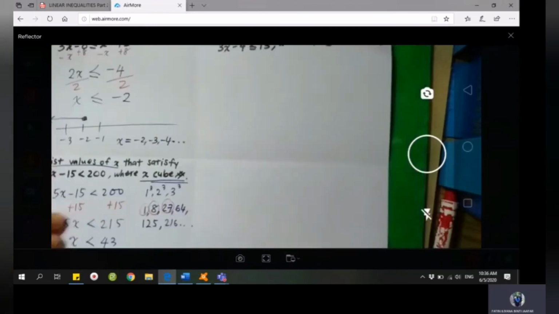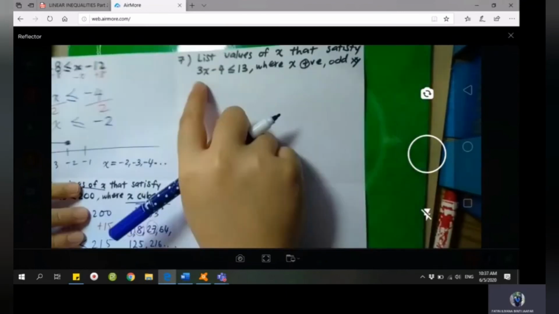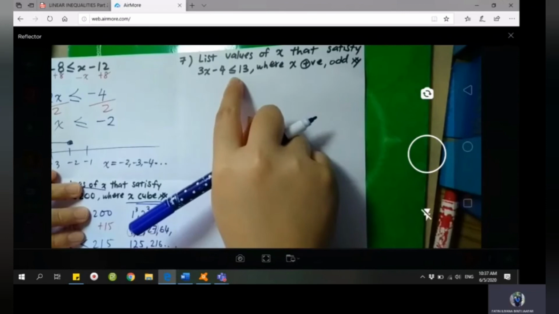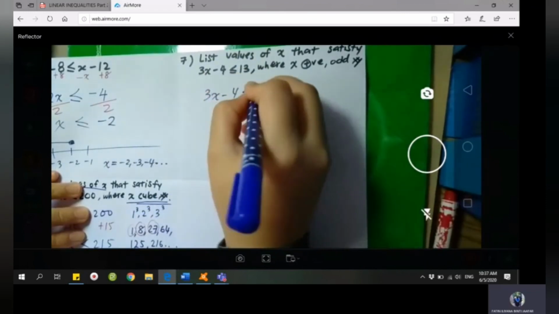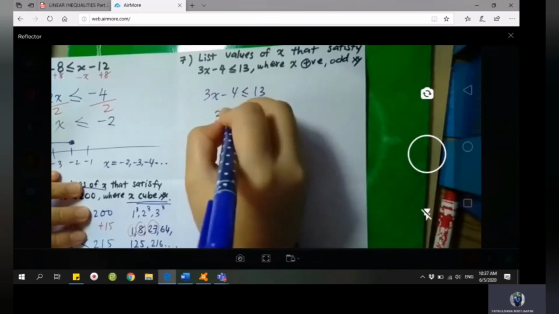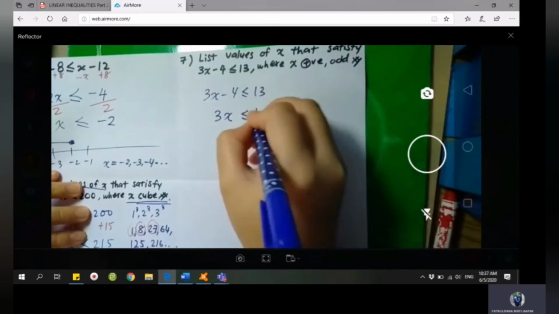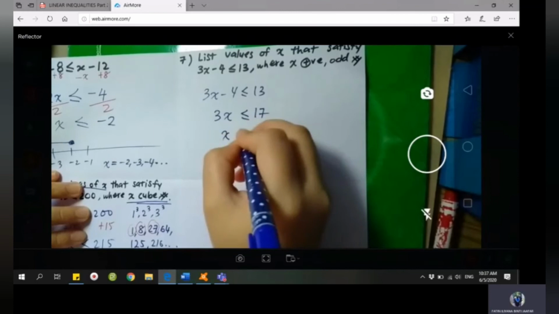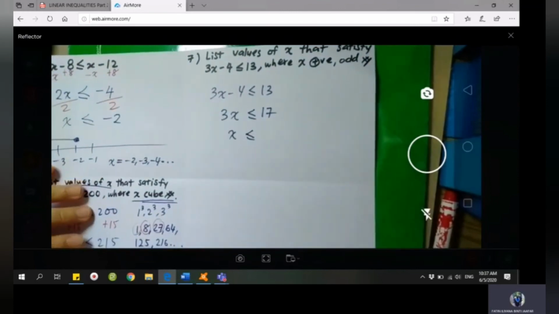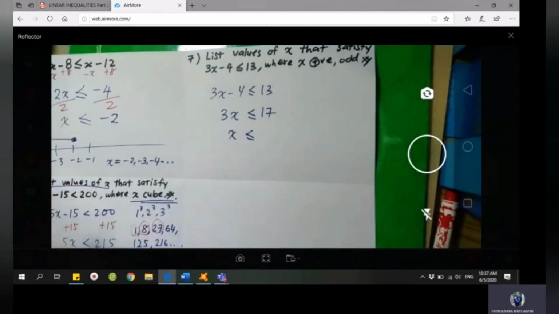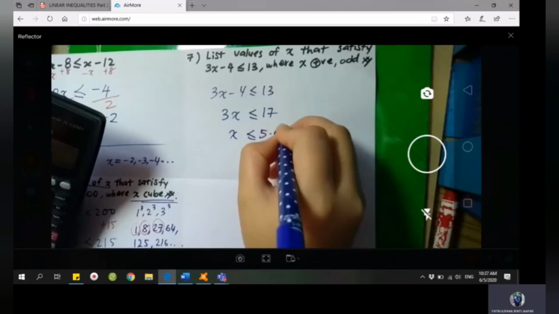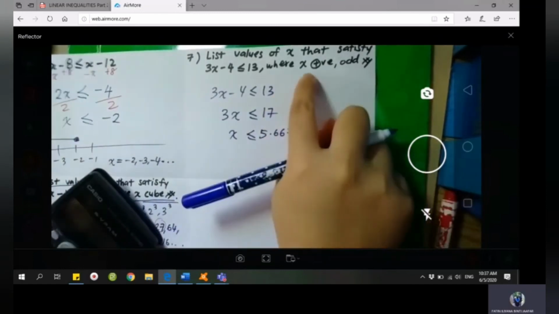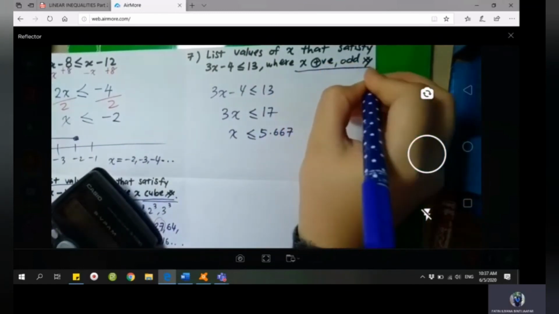Okay, next. List value of X that satisfy 3X minus 4 less than or equal to 13. So our 3X less than or equal to 17, X akan dapat 17 bahagi 3. 17 bahagi 3 akan dapat 5.667. Okay. So dia nak X kita positive number dengan odd.